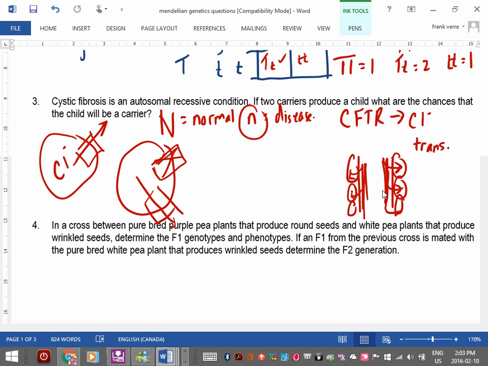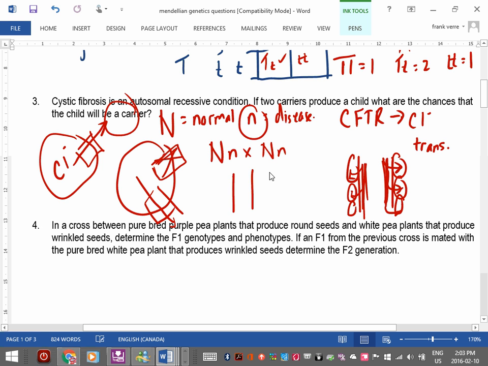Okay? So, if you have 2 carriers, what are the chances that a child will be a carrier? Well, again, this is a cross between these 2 individuals. Now, we already know what that Punnett square pattern is going to look like, because is this any different than the one we just did?